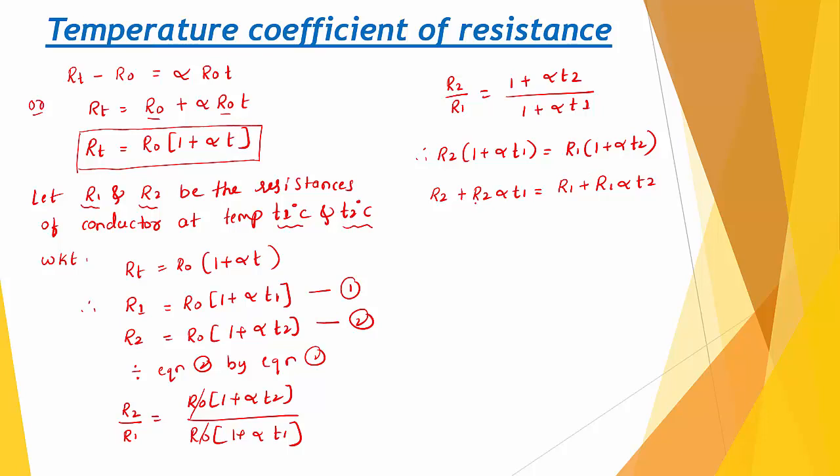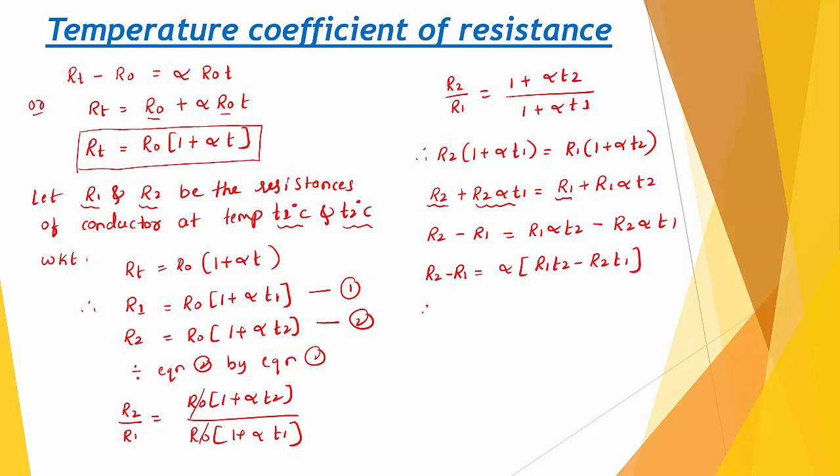Or we can write it as R2 minus R1. That means we can take R1 on the LHS. R2 minus R1 is equal to, remaining is what? R1 alpha T2. And R2 alpha T1 we can take on the RHS, so it will become minus R2 alpha T1. Or it can be written as R2 minus R1 equal to, here alpha is common, take it outside. Remaining is R1 T2 minus R2 T1.